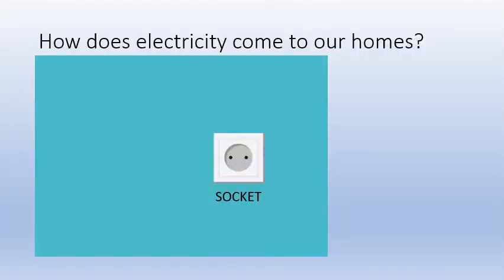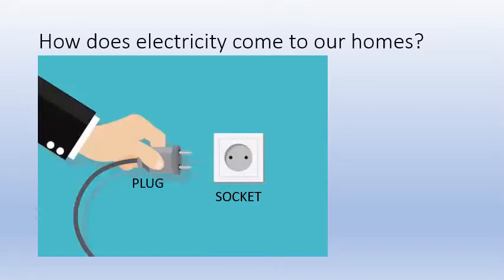Alright then, how does electricity come into our homes? When we see sockets on the walls of our homes, we know we have electrical power available so that we can plug in and see them at work. Also, we know that when we plug in, electricity should be coming from somewhere other than our houses.